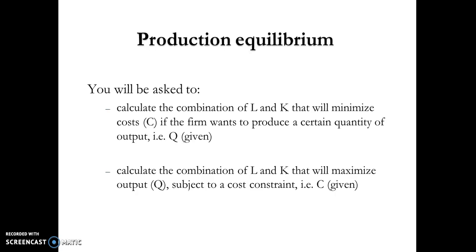Or you could again be asked to calculate the combination of labor and capital that will maximize output subject to a cost constraint. So here C is given. So it is very important that you read very clearly what you are given. You always need to determine labor and capital, but is it based on output that has been given, or has it been subject to a cost constraint and C has been given?